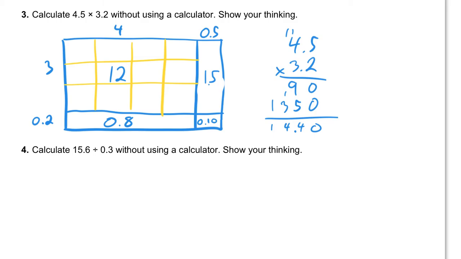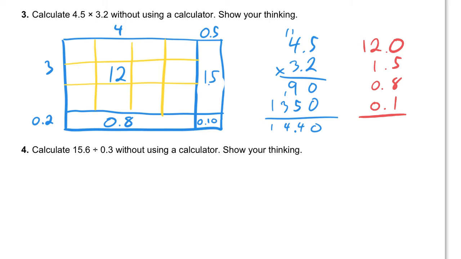Let's see if we add up all these parts of our area model and see if we get the same answer. Just remember that when you are adding, unlike when you're multiplying, you need to line up all the decimal places. So we start with 12, then we add 1.5, 0.8, and 0.1. And let's see if it all works out.